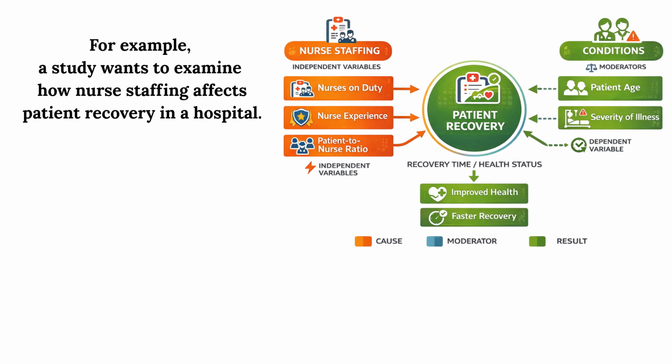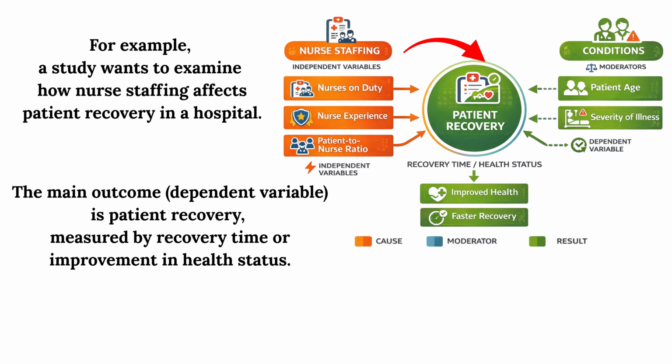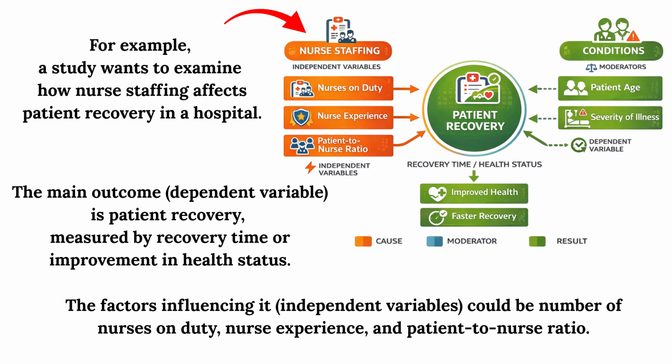For example, a study wants to examine how nurse staffing affects patient recovery in a hospital. The main outcome, the dependent variable, is patient recovery, measured by recovery time or improvement in health status. The factors influencing it, the independent variables, could be number of nurses on duty, nurse experience, and patient-to-nurse ratio. Other factors like patient age or severity of illness may act as conditions that affect the relationship.